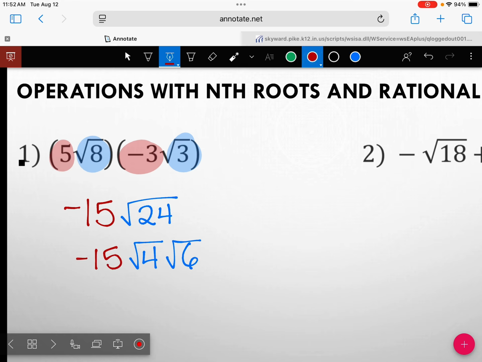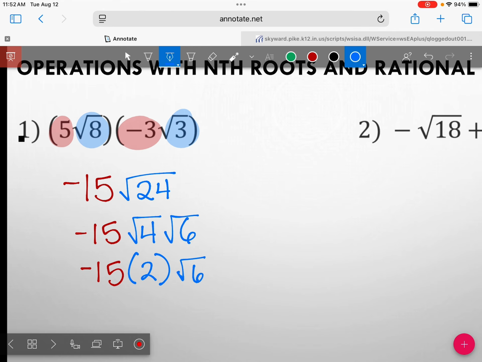This negative 15 is still there. So then the square root of 4 is 2. And then your last step would be to multiply these together to get negative 30 root 6. Right there.